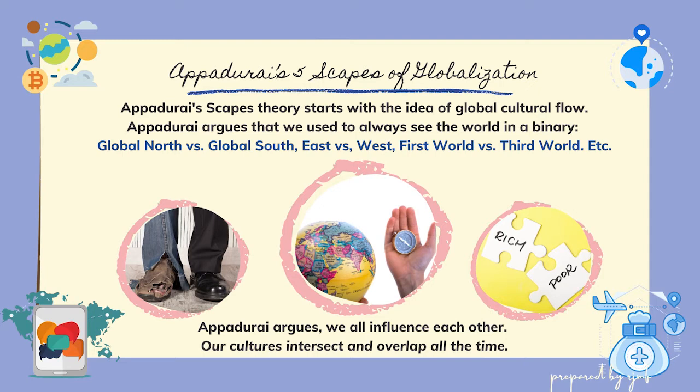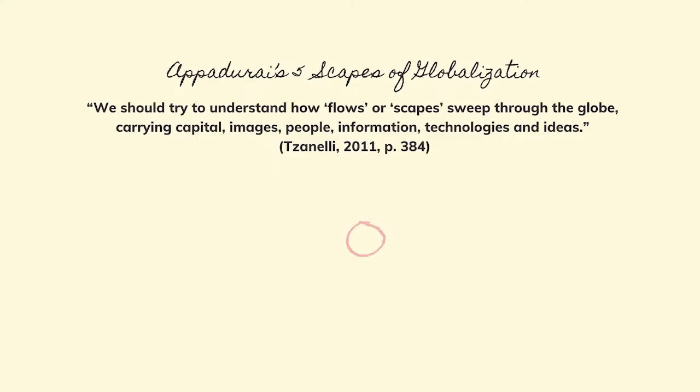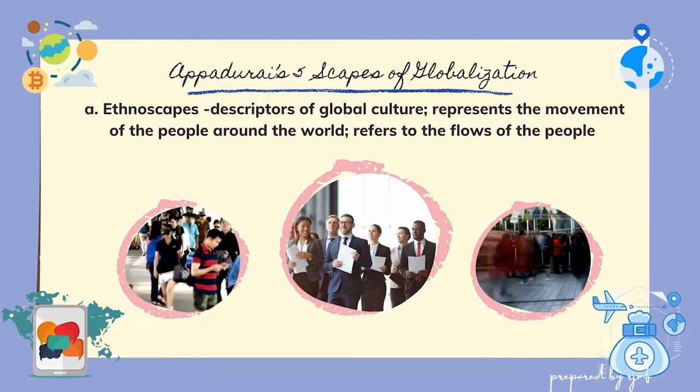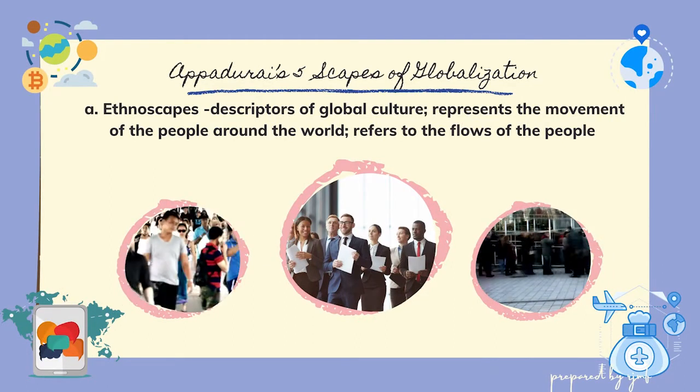Appadurai argues we all influence each other; our cultures intersect and overlap all the time. We should try to understand how flows or scapes sweep through the globe, carrying capital, images, people, information, technologies and ideas. The first scape of globalization is ethnoscapes.